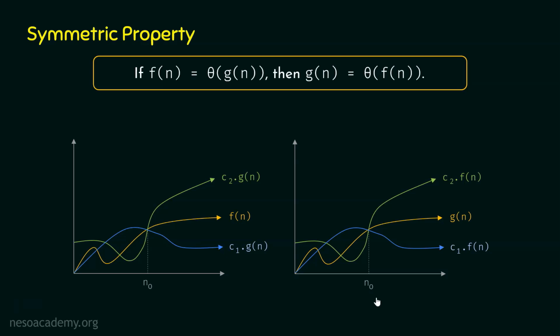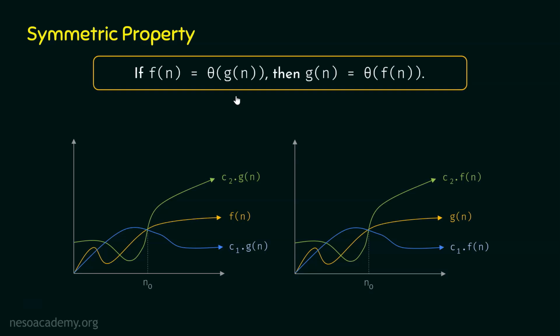From these two graphs, one thing is clear, that for some constants, g(n) can act as upper and lower bound of f(n), and it is also possible for some constants C2 and C1, f(n) can also act as both the upper bound and lower bound of g(n). So with this, one thing is clear, that if f(n) is theta of g(n), then g(n) can also be theta of f(n). Now let's try to prove this property mathematically.